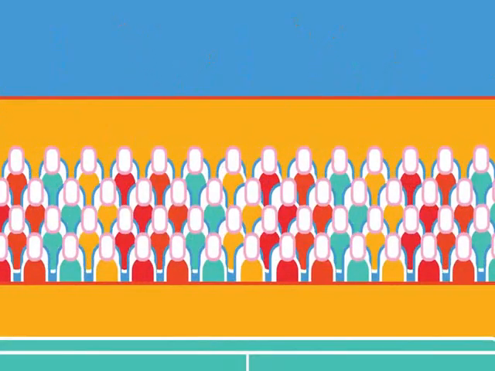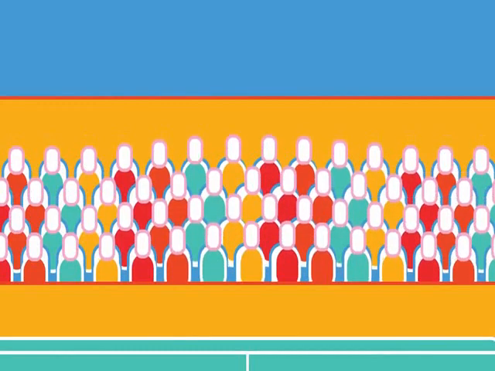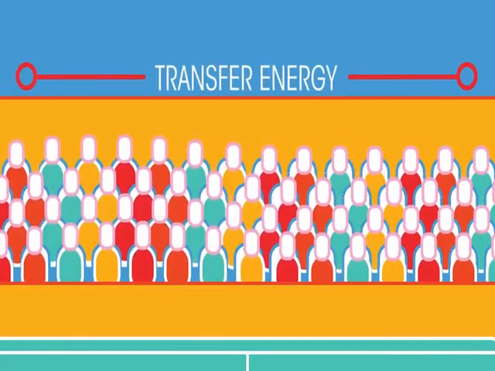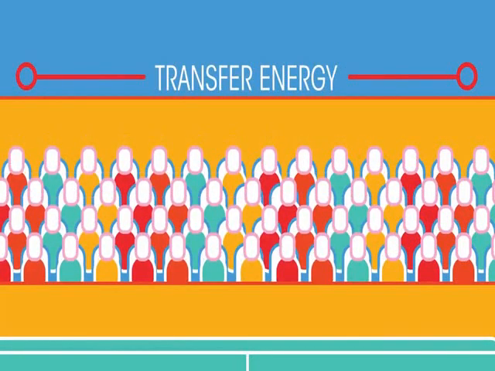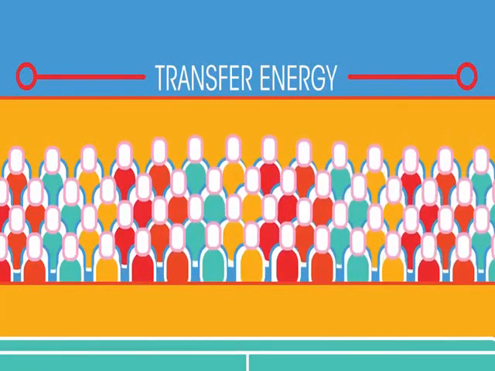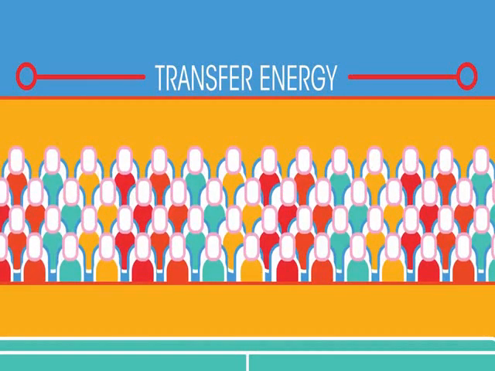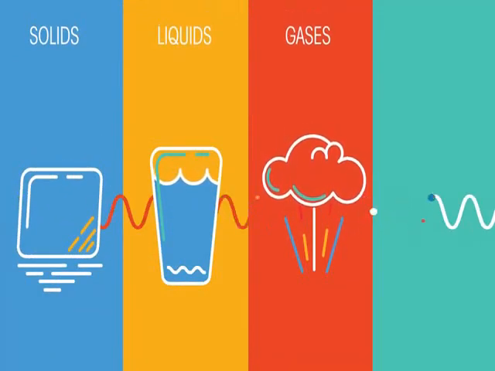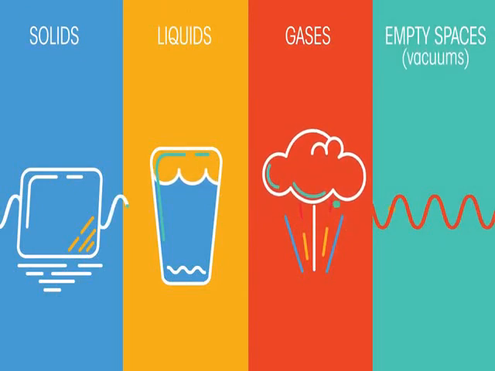Now, let's talk about the role of waves in transferring energy. Imagine that you are in a sporting event. The fans go up and down during celebrating, but no one has had to move seats. So, waves can transfer energy from one place to another without transferring any matter. This is done by a series of disturbances or vibrations which carry the energy. Waves can transfer energy through solids, liquids, gases, and empty spaces or vacuums.